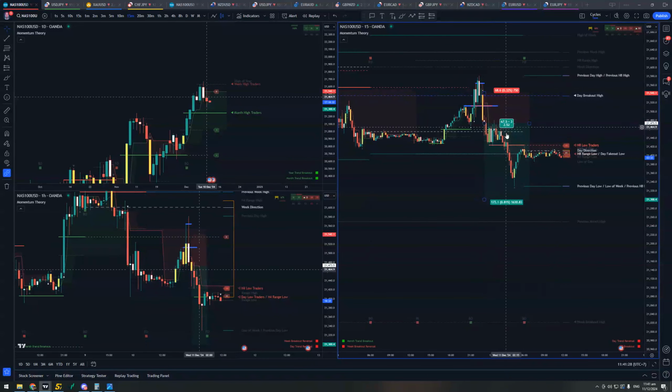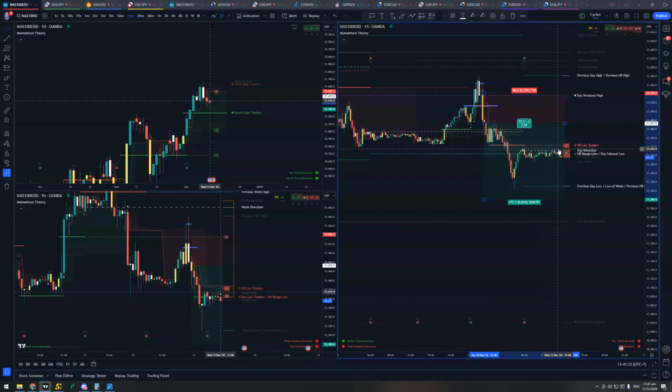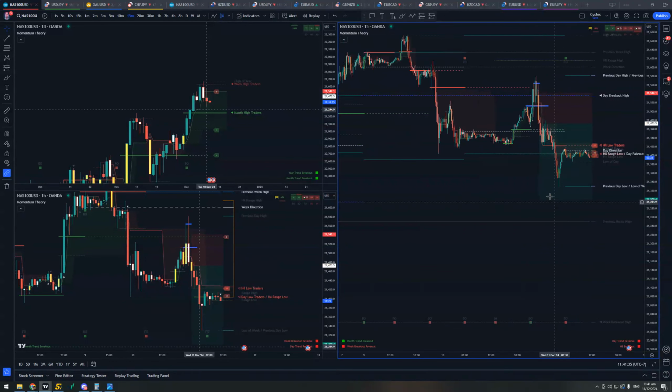So in this case, once price started moving, I went break even, went to bed, and then now it started to reverse on me, but it's okay. I'm risk free. Still waiting for that move to continue on down.